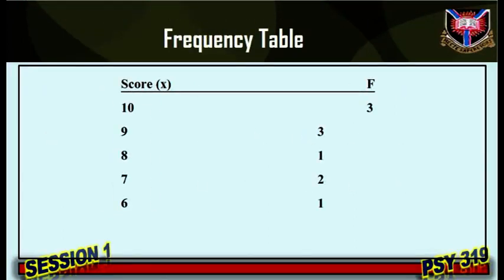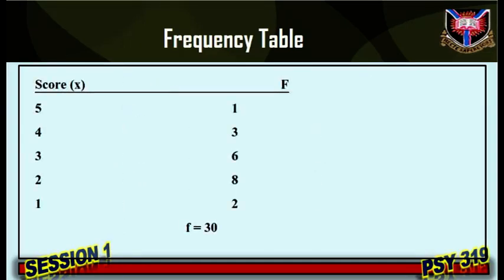From Table 1, you can observe the result of the PSY 319 test. The result shows that 3 students had the highest score of 10. Similarly, 3 students had a score of 9. However, the majority of the students, 8 of them, had a lower score of 2. What is important to note here is that the sum of the frequency, that is summation F, will give you the total number of students who participated in the PSY 319 test.